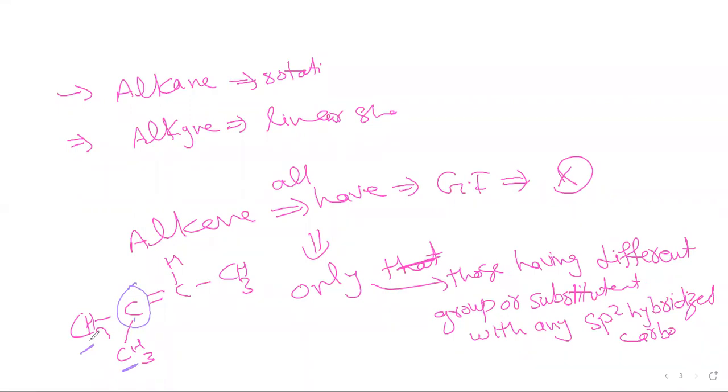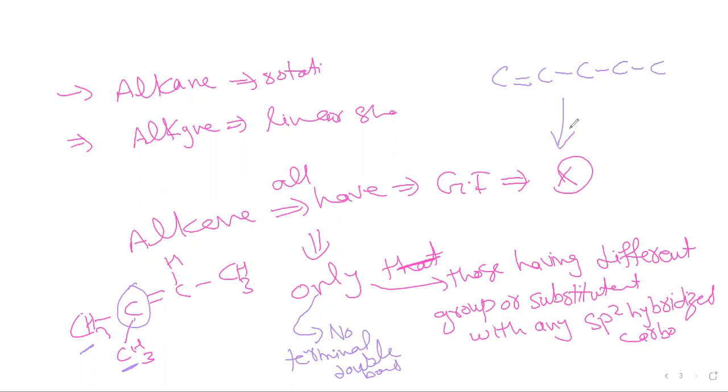Okay, now the second condition is, it must not have a terminal double bond. If you have a terminal double bond, that is also a reason for no geometric isomerism. So what is a terminal double bond? Like this one. This is terminal. If you have a double bond on a terminal position, either on the first carbon or on the last carbon, it would not have geometric isomerism.